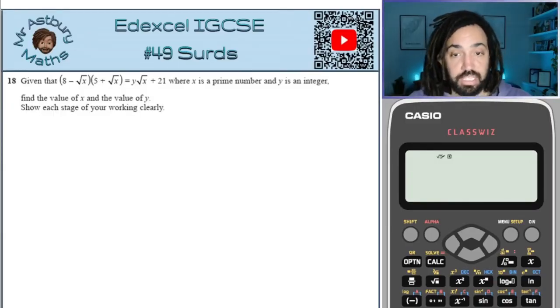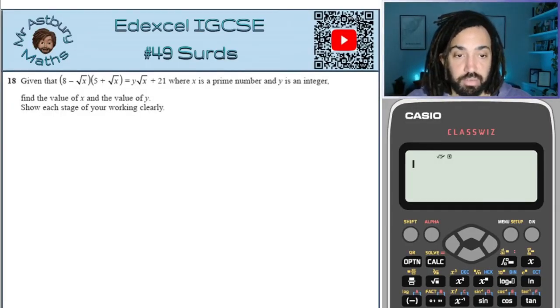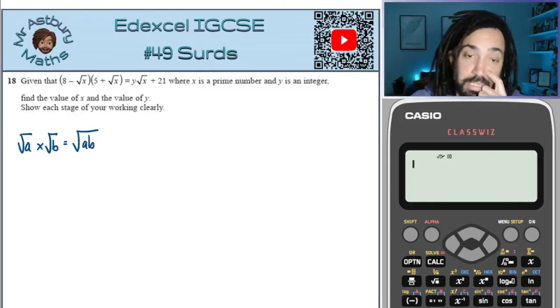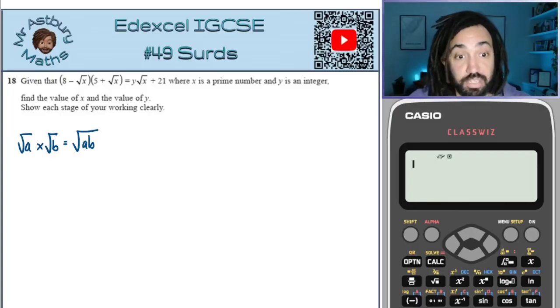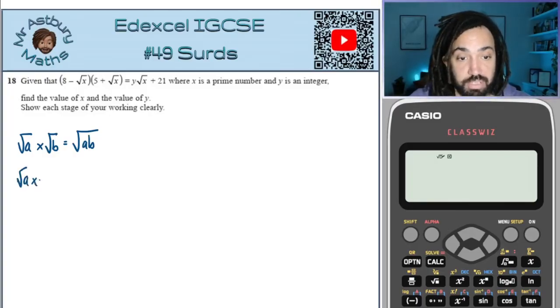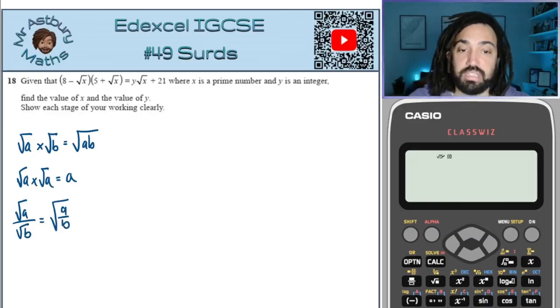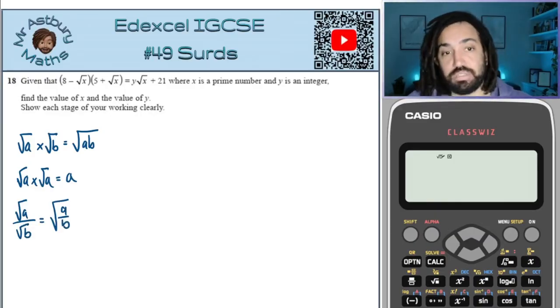Let's do it! So, before we start, we must know that when we multiply the square root of a by the square root of b, it gives us the square root of a multiplied by b. Other things to note as well is that the square root of a times by the square root of a is equal to just a. And also that the square root of a over the square root of b is just equal to the square root of a over b. So those are some classic surd laws.